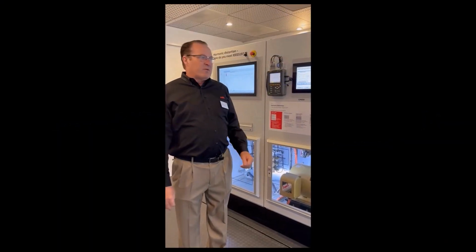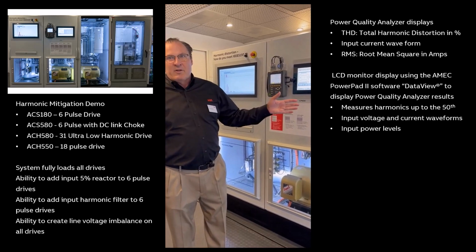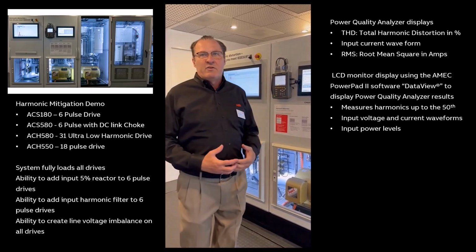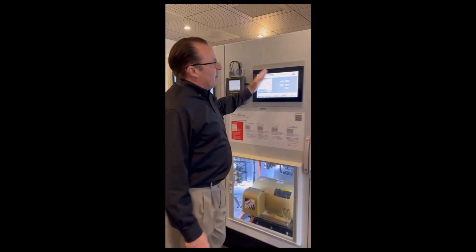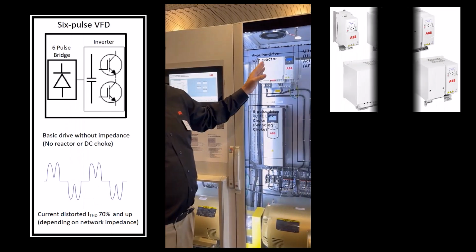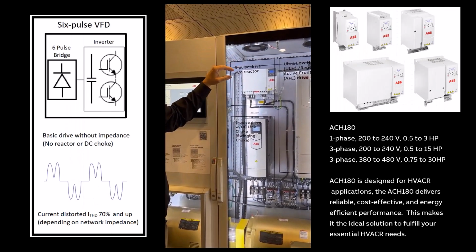Alright, we're going to go through the harmonic demo that we have here in the truck right now, and we're going to look at the different drives and do a real quick review of what kind of harmonics are created by each type of drive. The first drive we're going to look at is a 6-pulse drive without a reactor. This is basically a component level drive, and this is an ACS 180 right here.